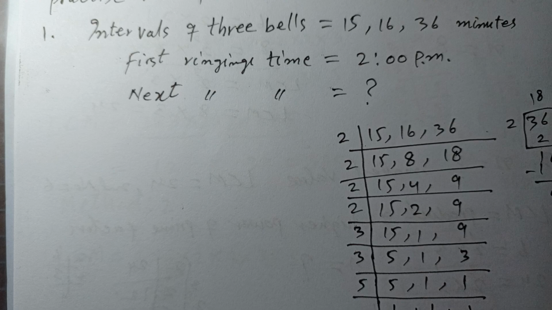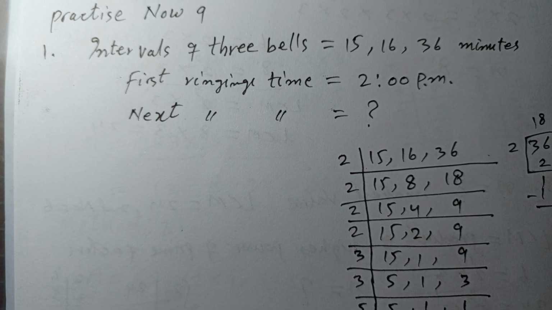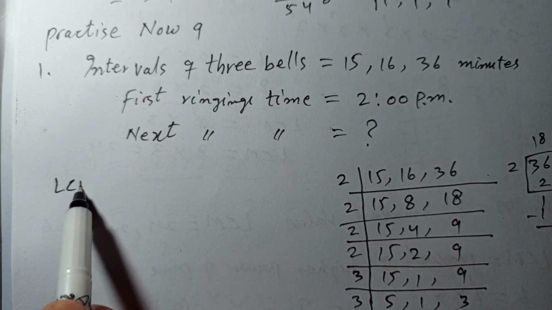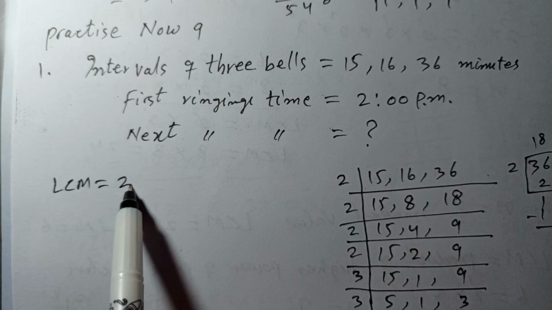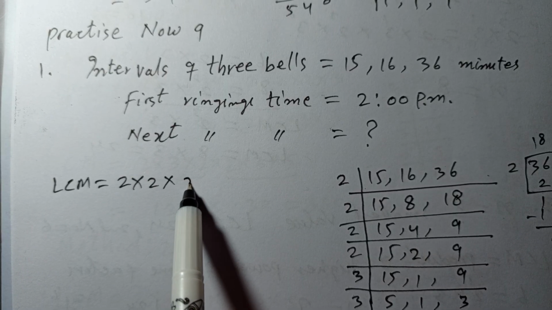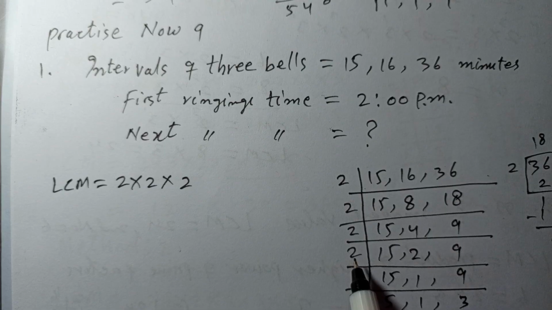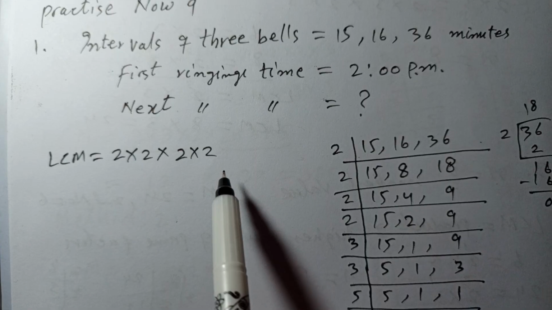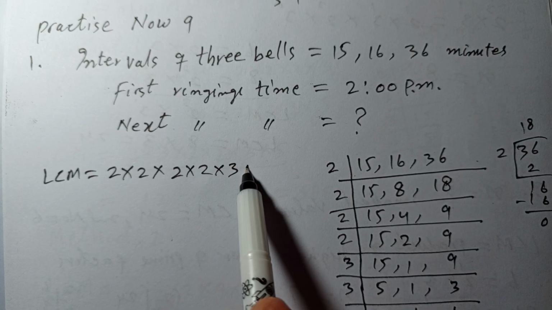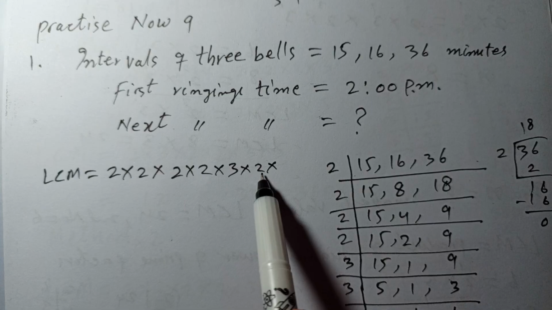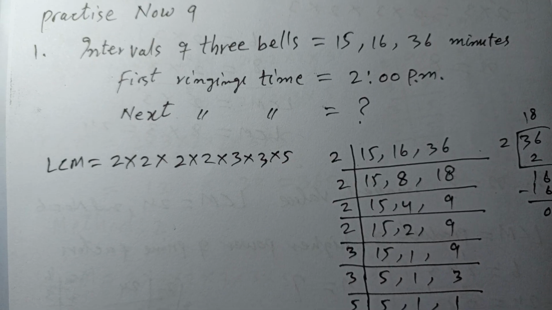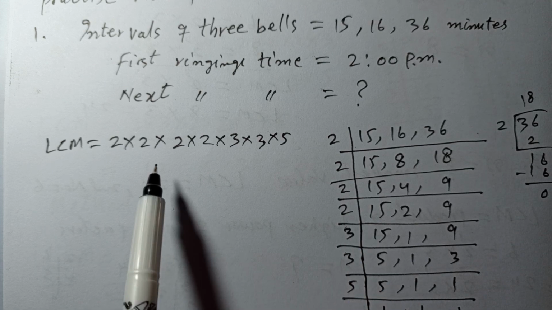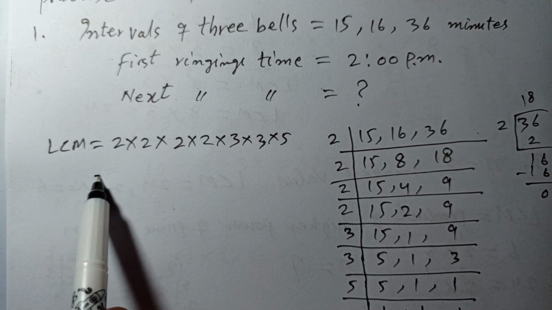Now we will take the LCM by taking the numbers that we have got by the division method. LCM is equal to 2 multiplied by 2 multiplied by 2 multiplied by 2, that is 2 four times, then 3 two times, and then 5 one time. Dear student, count: these are 7 and these are also 7, so we are right.